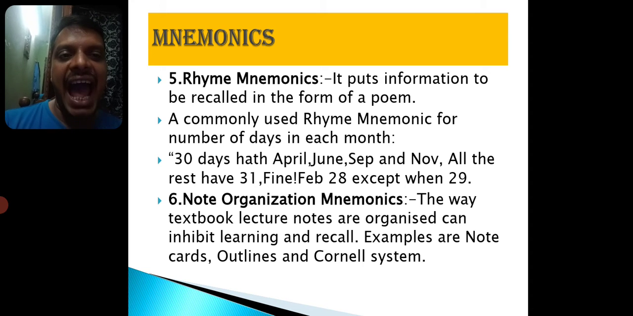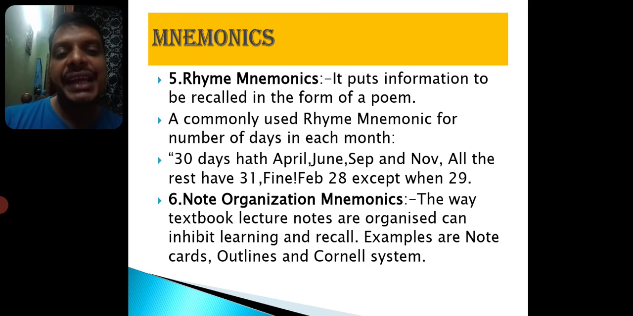Thirty days hath April, June, September and November. All the rest have 31, except February, which has 28, except when it is 29. So with this, children can remember the number of days in each month in a year.